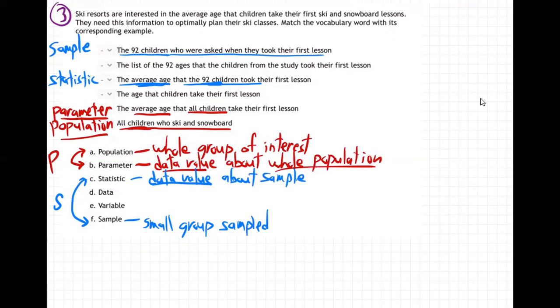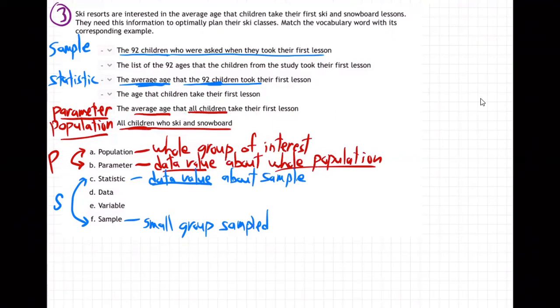That's different than population and parameter, because the population is all the kids, like who will ever snowboard or ski, right? That's like thousands and millions, right? And we're wondering what's the average age for all those? Well, you can't ask them all, right? You can't. Therefore, that's why we do a sample. Does that make sense?